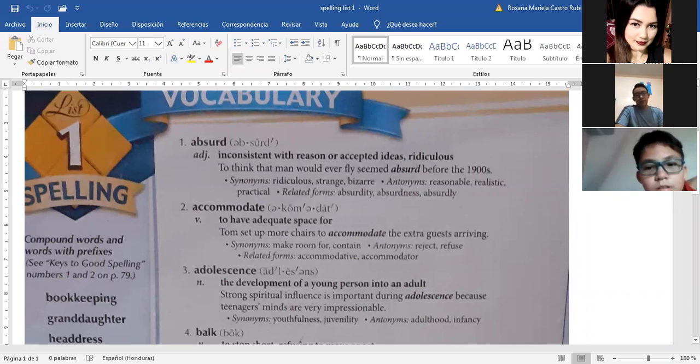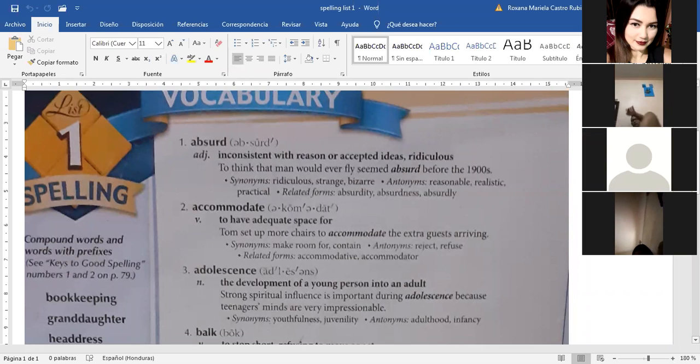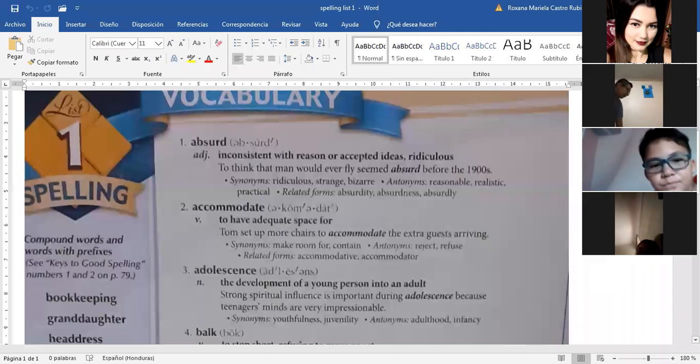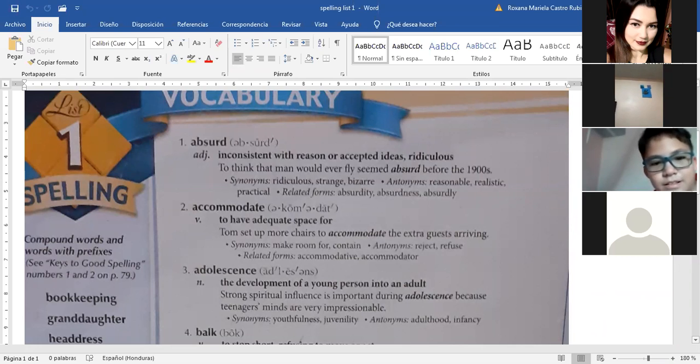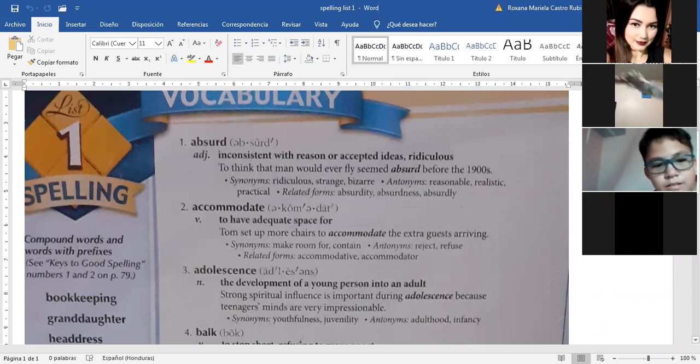Kenneth, turn on your camera, please, and Camila. My dears, turn it on. Now, Kenneth, the number 2, accommodate. Remember, accommodate is a verb, and you are going to tell me the translation, and I will read the definition. It is to have adequate space for. In the sentence: Don't set up more chairs to accommodate the extra guests arriving. A synonym is make room for, understand? So how will you translate this word into Spanish?